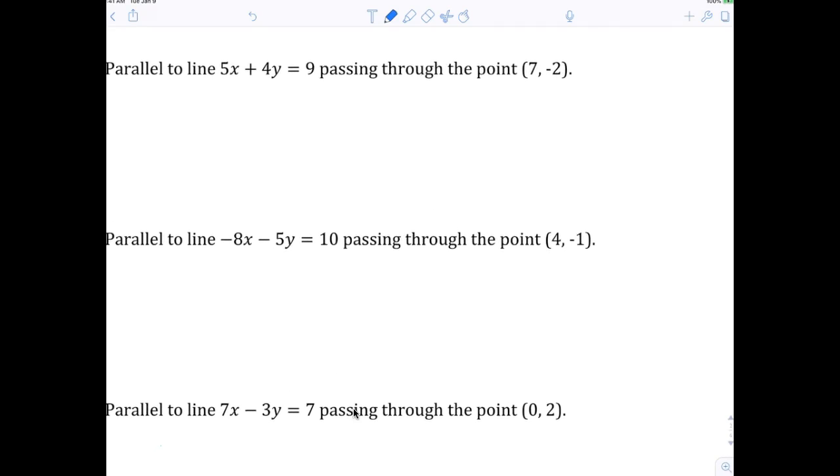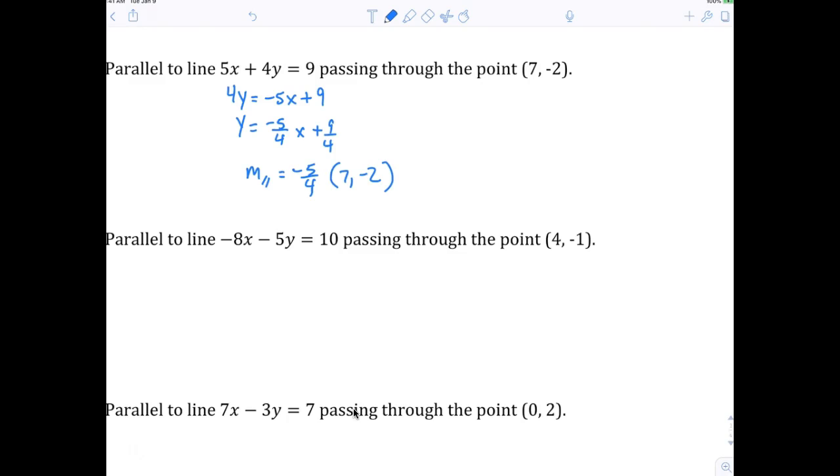If I'm going to convert that into slope-intercept form, everybody should be able to say 4y equals negative 5x plus 9. Anybody have any issue with that? Now I'm isolating the y, so I divide by 4. Y equals negative 5/4 x plus 9/4. What is the slope of the parallel line? Negative 5/4. And the point is what? 7, negative 2. Come on now. You should be good.